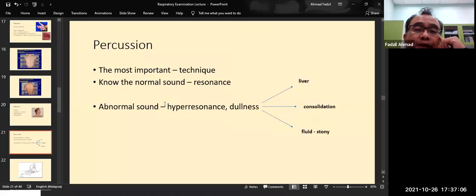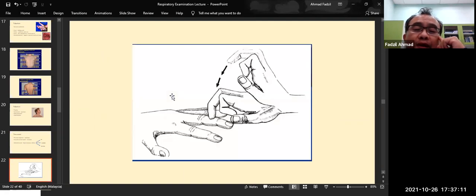So another one will be percussion. Okay, percussion, the most important thing is the technique. Very important in percussion, the technique is that the middle finger must be held firmly on the surface, usually the left finger, and the right finger will hit it at 90 degrees. So if you're good enough, any surface you use will give a different sound.